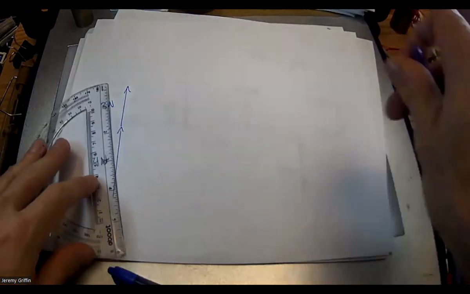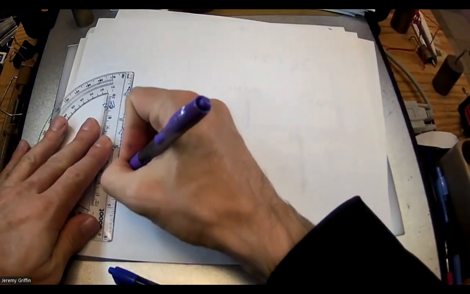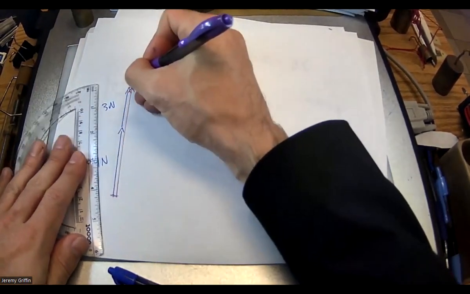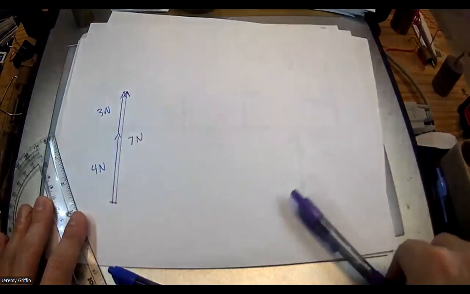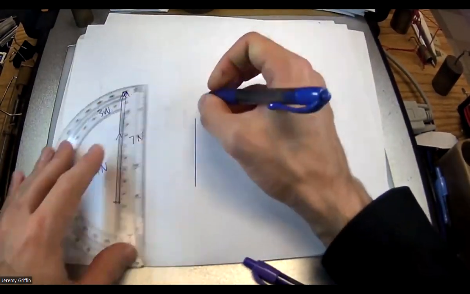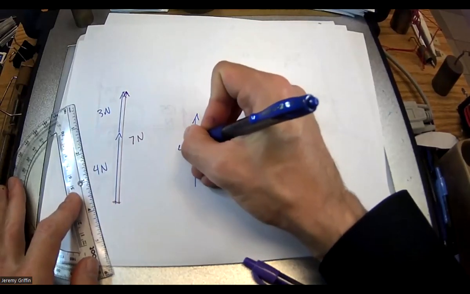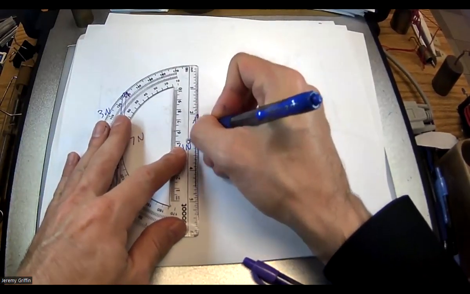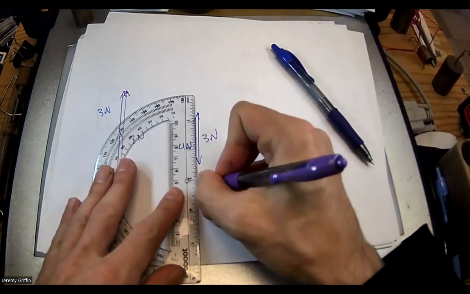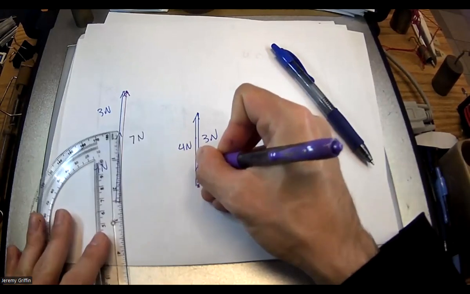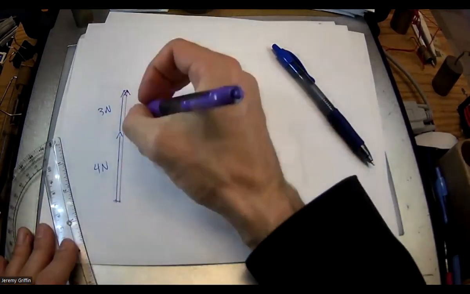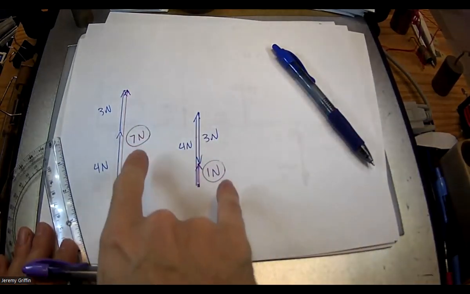Here, switch color for the resultant. Tip to tail, this tail to this tip, 7 newtons. Here's that resultant. You also could have done something like this. Got 4 newtons this way, and then add tip to tail going backwards, so they oppose each other, 3 newtons. And that would give you a resultant of only 1 newton. That's the minimum you get. So there's your maximum. There's your minimum.